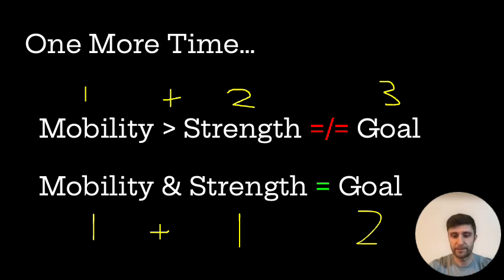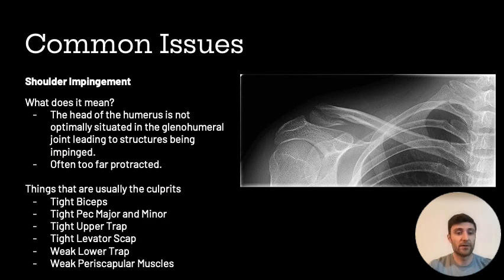So let's again talk about another common issue: shoulder impingement. Shoulder impingement is something that you see all of the time in the physical therapy world. So if a person is diagnosed with shoulder impingement watching this, again, talk to a medical professional. This is educational. This is not medical advice. What does it mean? It basically means the head of your humerus is not optimally situated in the glenohumeral joint, which is leading to structures being impinged. Often it's too far protracted.